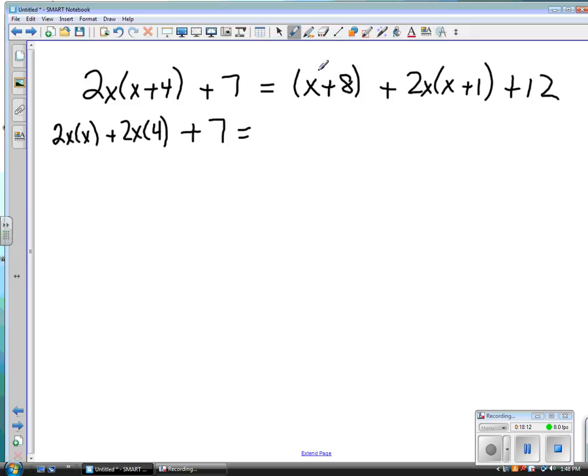X plus 8, do they get multiplied by anything? No, because they're out there by themselves. So there they are. Plus, now I'm going to distribute this 2x. The 12 again does not get multiplied because it's not in that grouping symbol. Go through and multiply.